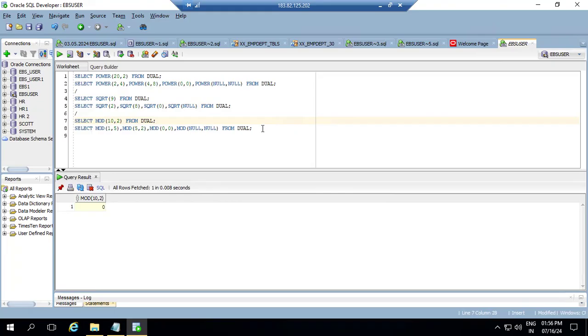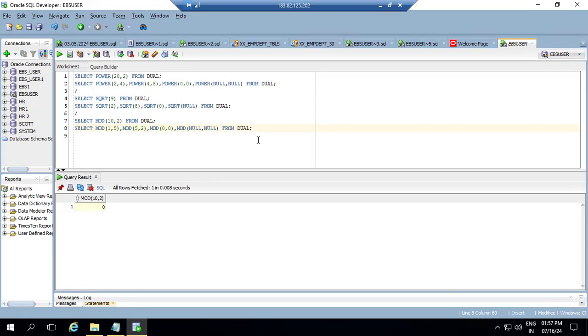Coming to the next one. Select mod of 1 comma 5, again mod of 5 comma 2, mod of 0 comma 0, mod of null comma null. How will it consider now? In this multiple also we can give, right? For each and everything, it shows the output separately. So here I get 4 types of output.